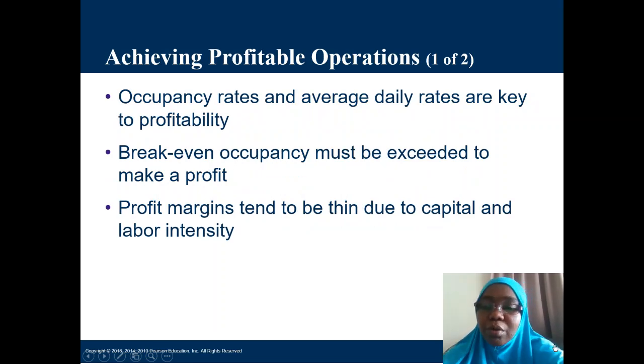Achieving profitable operations. Like I mentioned earlier, the aim of any business is to make profit. So how do hotels achieve this? Occupancy rates and average daily rates are key to profitability: the rate at which rooms are occupied, as well as the average daily rates. How much do hotels charge on a daily basis on average? So these are key to profitability.